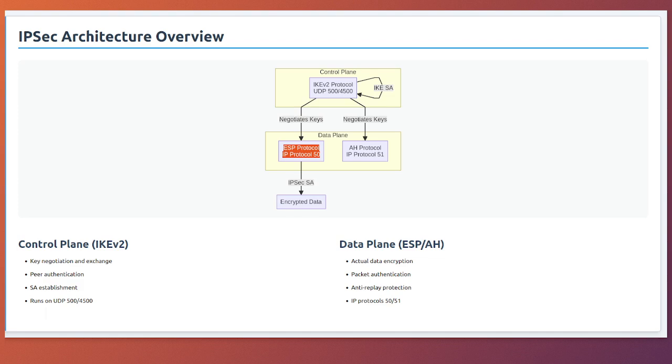In cloud environments, this architecture becomes even more important. Whether you are using AWS VPN, Azure VPN Gateway, or Google Cloud VPN, they all rely on this same ikev2/IPSec architecture. Understanding these components helps you troubleshoot issues and optimize your deployments.